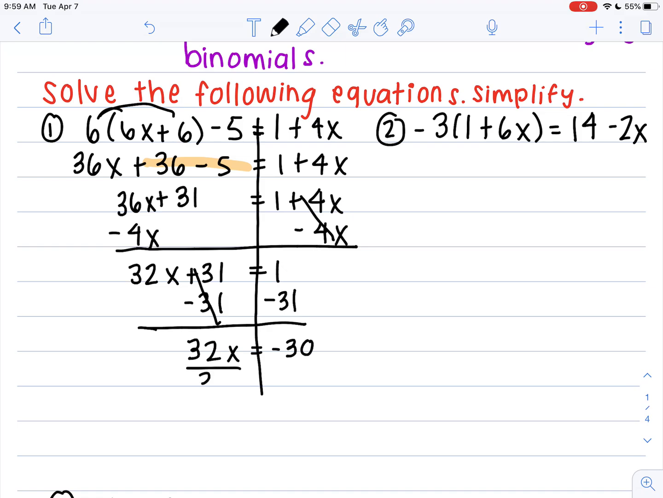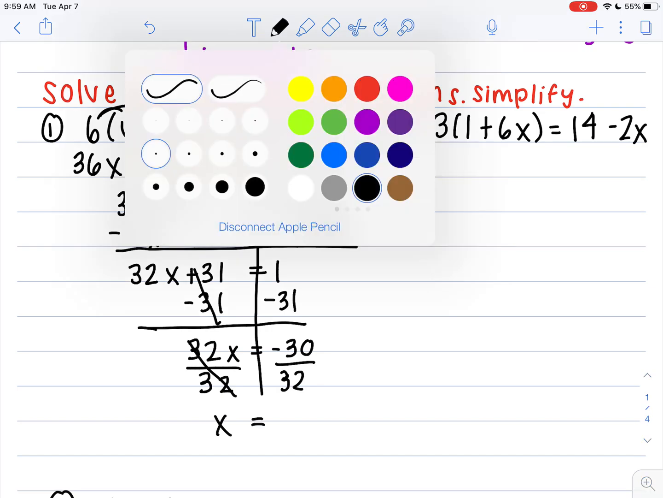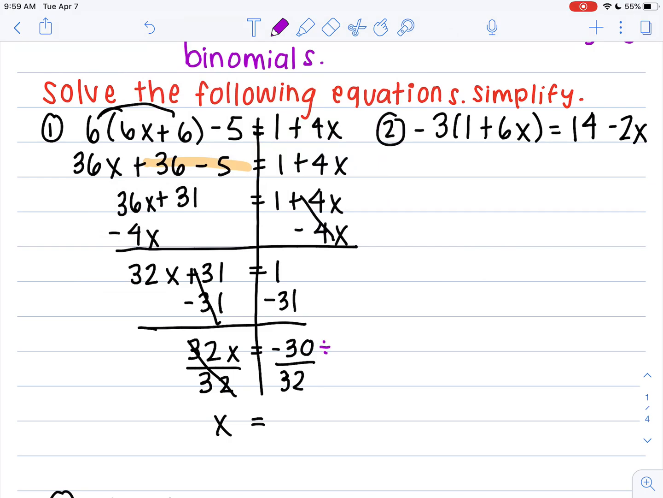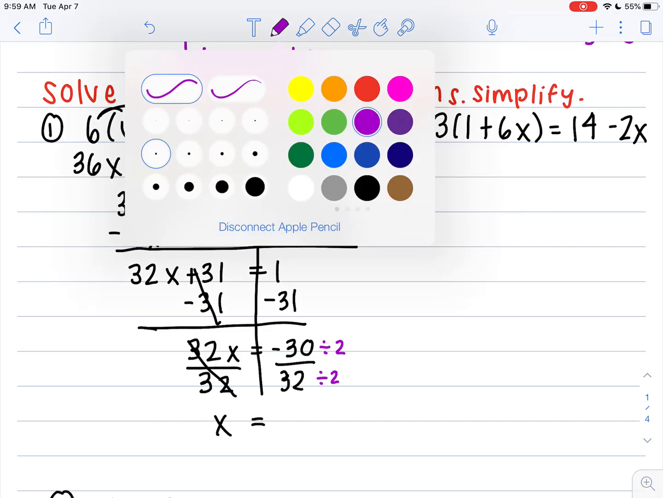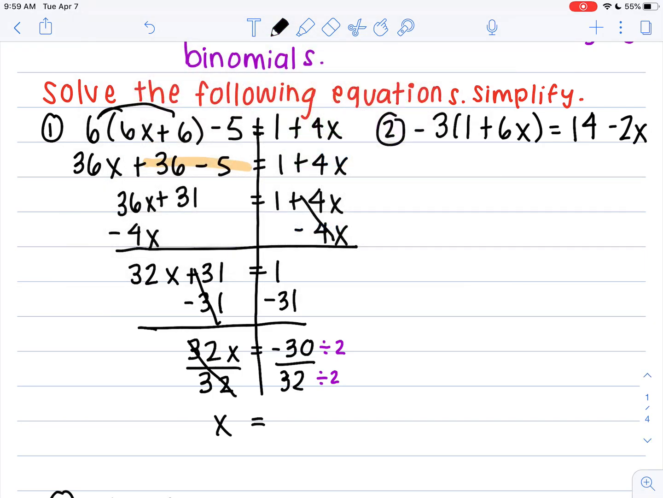And then we divide. So when we divide, notice that this is not going to go in evenly. Divide by 32. So x equals, now on your assignment on My Open Math, you have to simplify. So if we simplify here, we can divide by 2 to the top and the bottom. So our answer is going to be negative 30 divided by 2 is negative 15, and 32 divided by 2 is 16. That's going to be your answer. So it's going to be a fraction because it's not going to go in evenly.